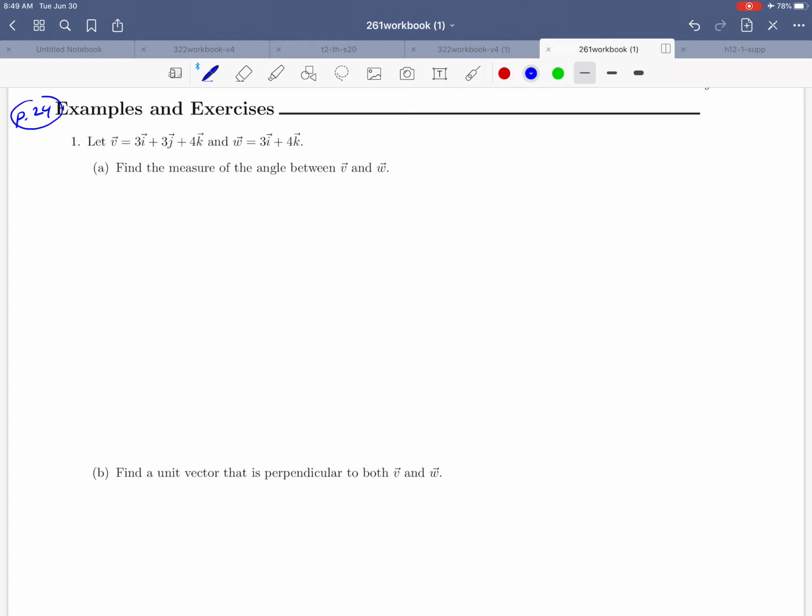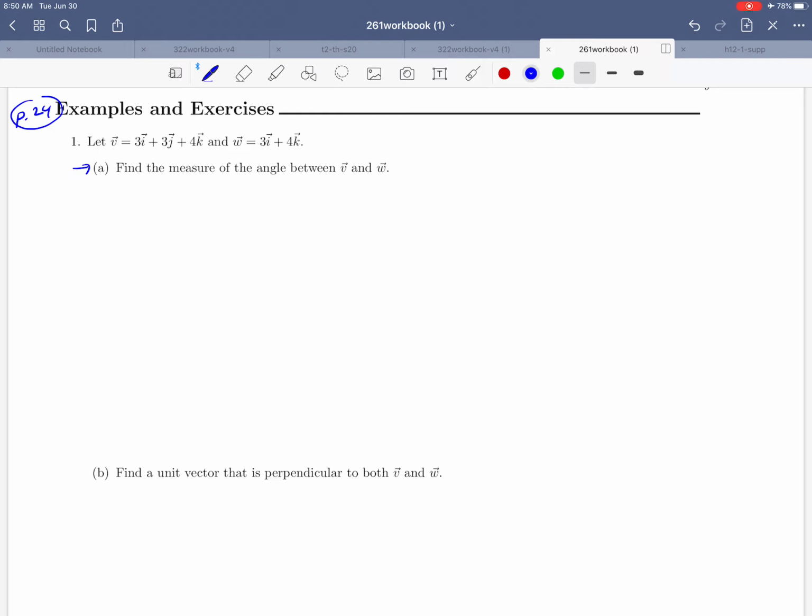Okay, so let's read this together. So they're giving us two vectors, v and w. V is 3i plus 3j plus 4k, and w is 3i plus 4k. And part A is asking us to find the measure of the angle between v and w. Okay, how do we do that?